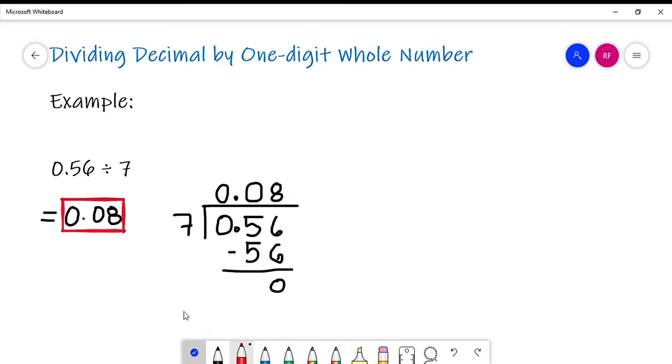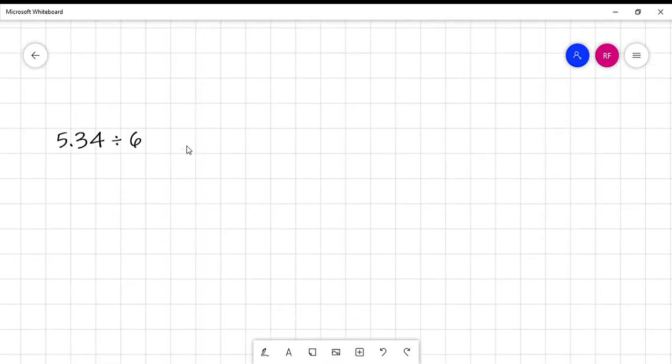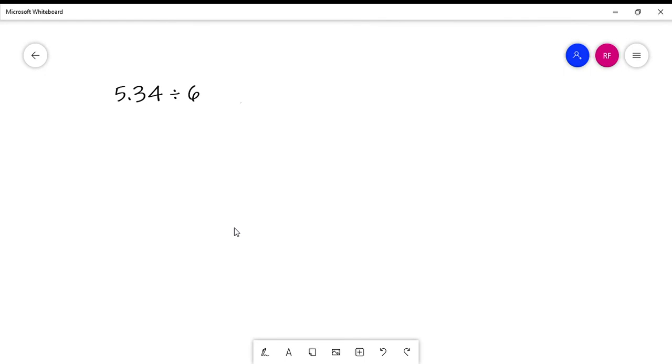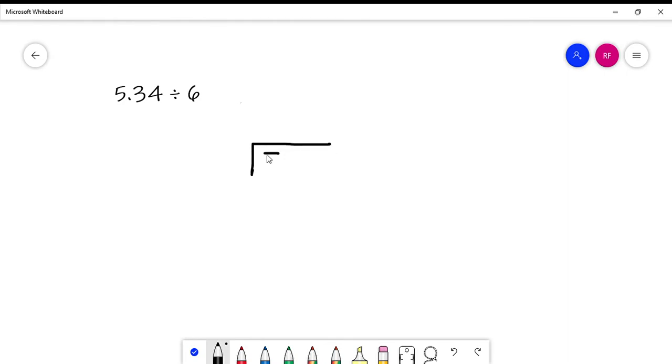Alright? So let us have another example here. 5.34 divided by 6. So we have a mixed decimal divided by a one-digit whole number. The same, let us write the problem in this form: 5.34 divided by 6. The first thing you need to do again is to write a decimal point above the decimal point of our dividend. So divide like dividing whole numbers.